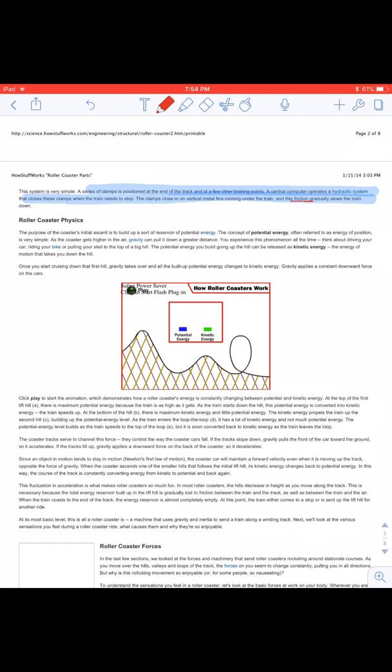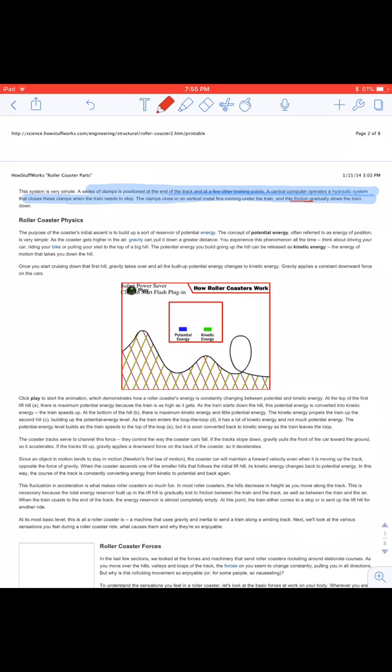All right. Roller coaster physics. The purpose of the coaster's initial ascent is to build up a sort of reservoir of potential energy. The concept of potential energy, often referred to as energy of position, is very simple. As the coaster gets higher in the air, gravity can pull it down a greater distance. You experience this phenomenon all the time. Think about driving your car, riding your bike, or pulling your sled to the top of a big hill. The potential energy you build going up the hill can be released as kinetic energy, the energy of motion that takes you down the hill.